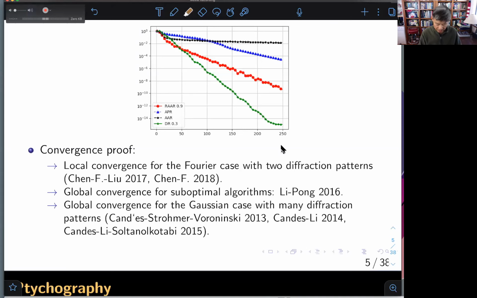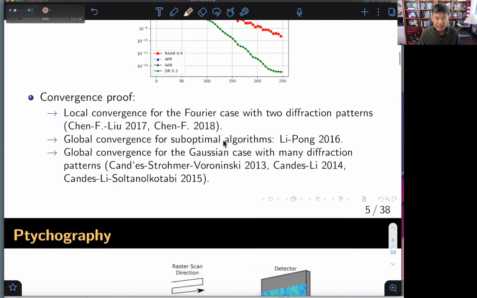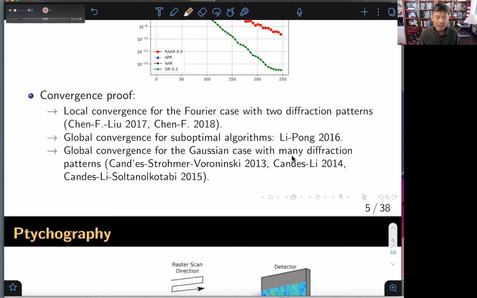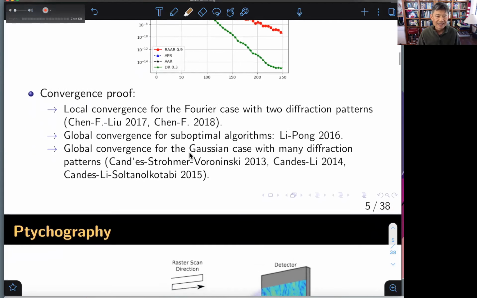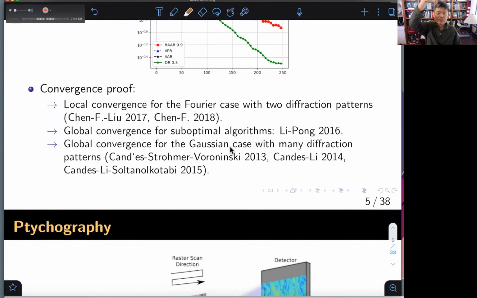However, there is global convergence in the Gaussian case, where M is much bigger than N, meaning many diffraction patterns. Then you do also have global convergence of many of the above algorithms that can be made practical.